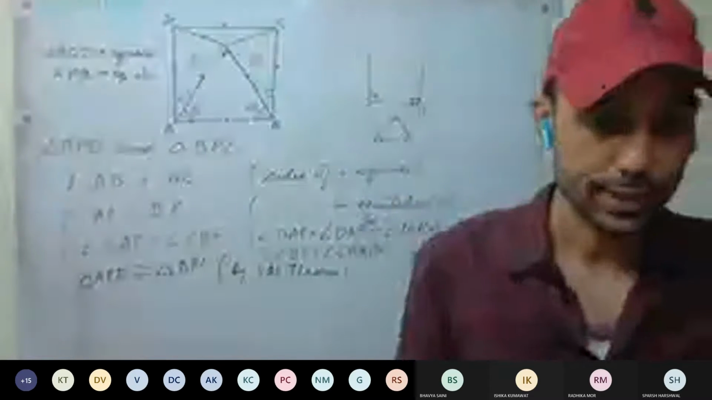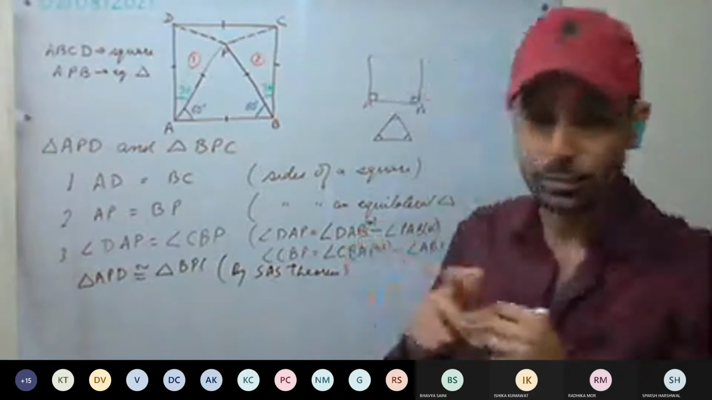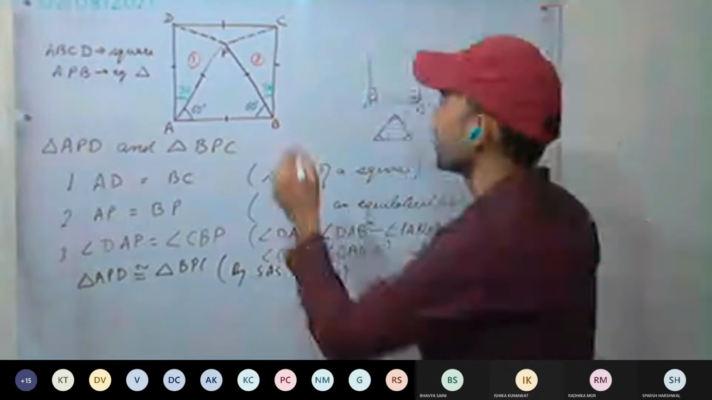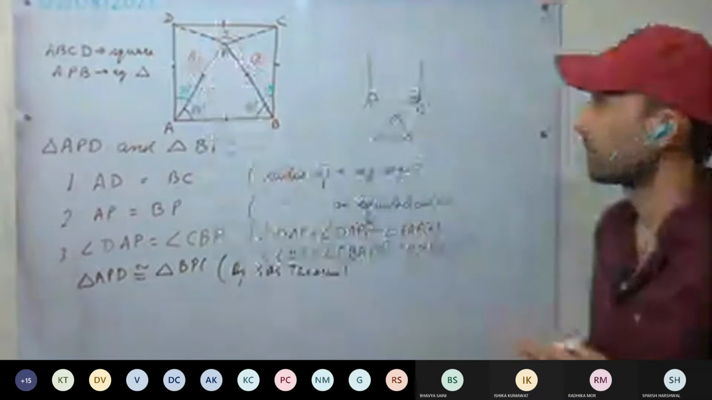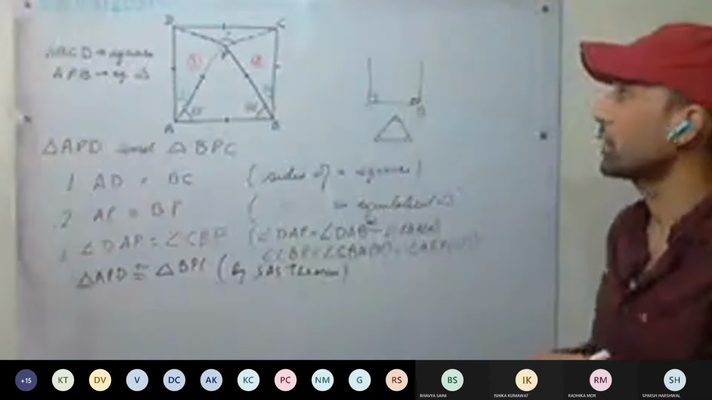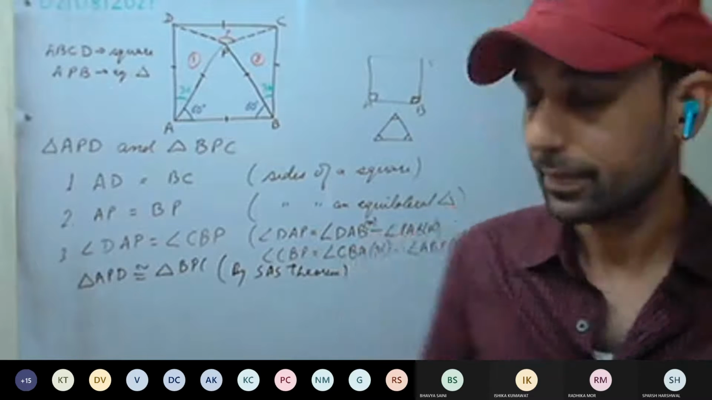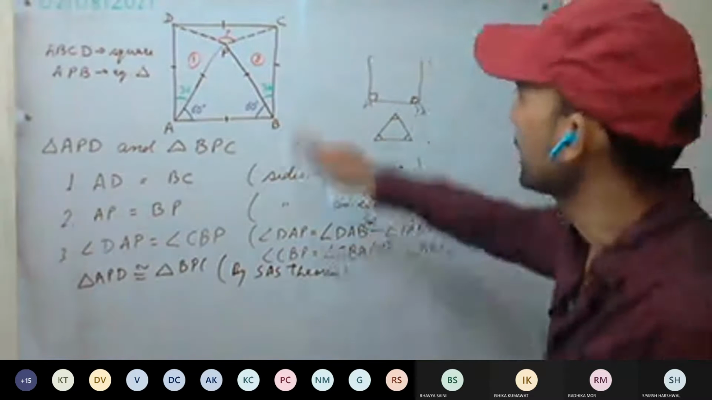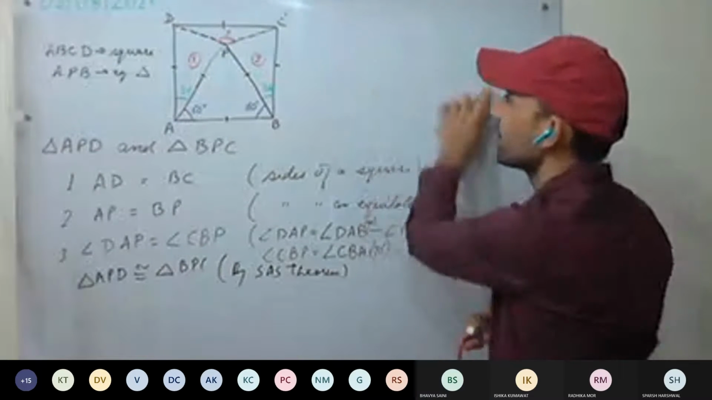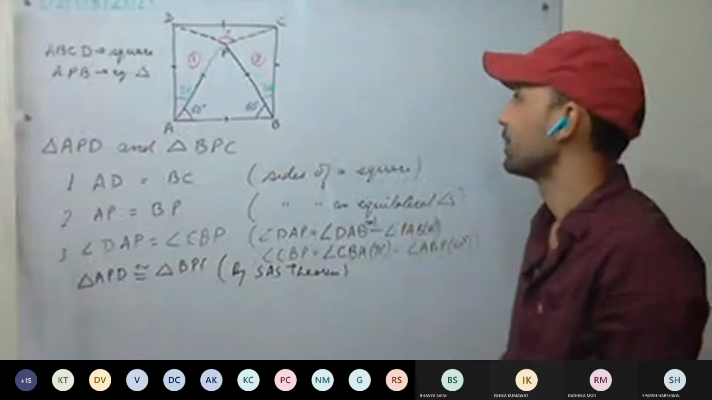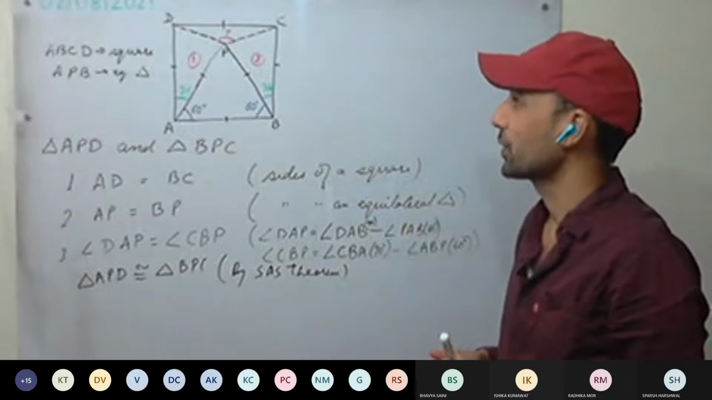Now see the second part. Find the angle DPC. I'm marking it with red. Which angle do we have to find? DPC. This angle we have to calculate. So how are we going to calculate this angle? DC equals AB, that we all know, but we don't require that.